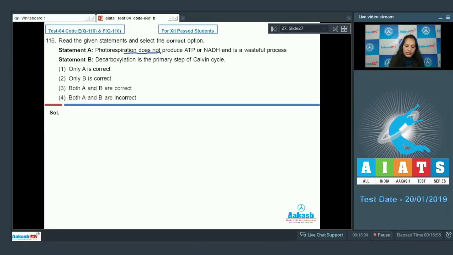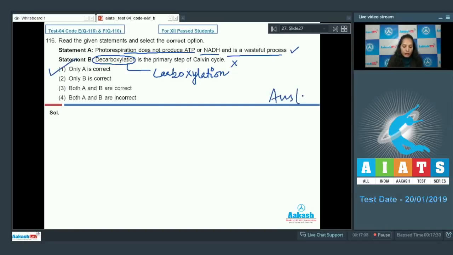Photorespiration does not produce ATP or NADH and is a wasteful process. This is correct. Decarboxylation is the primary step of Calvin's cycle. No, it is the carboxylation which is the primary step of Calvin's cycle, followed by reduction and regeneration of RuBP. So these are three important steps of Calvin's cycle. So this statement is wrong. So only A is correct. So the correct option for the given question is option number 1. Let's move on to the next question.